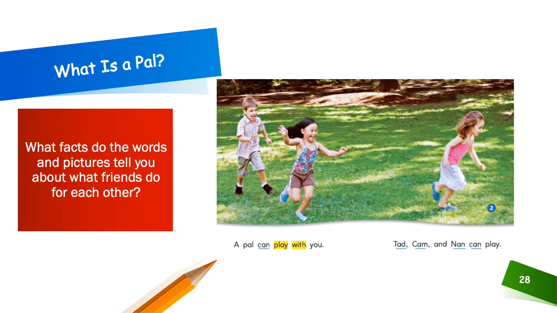A pal can play with you. Tad, Cam, and Nan can play. What facts do the words and the pictures tell you about what friends do for each other? Think about the words I just read and look at the picture. What facts do the words and pictures tell you about what friends do for each other? Well, we know that pals help, pals play, and pals do things with you.